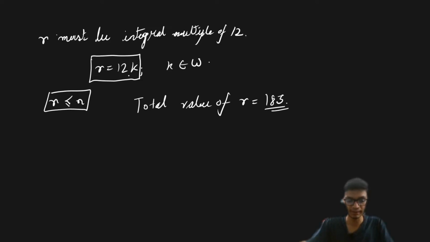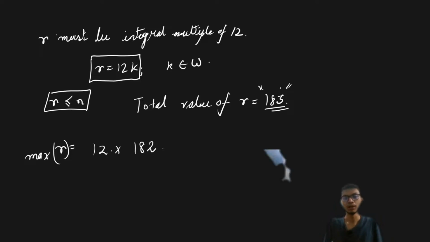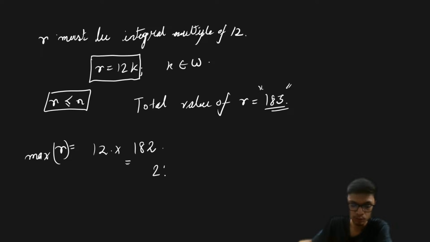So what I can do over here is find what the maximum possible value of r is corresponding to 12 into 182, right? If the number of values of r is 183, then if I take k equal to 182, the value of r I'm having is 2184, right? 2184 is the value of r I'm having. So the maximum value of r, I can just simply take it over here.